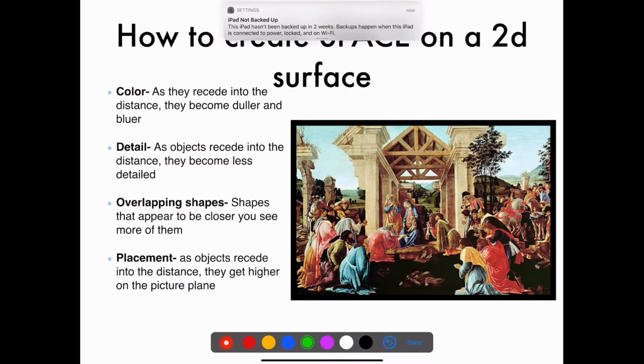You can place objects higher up on the picture plane. So as objects recede, they get higher up on the picture. So for instance, this guy is the lowest, he's the one closest to us. Then we have another man that's behind him and he's higher up. You'll notice Mary is higher up than that guy. The hills in the background are even higher up than Mary.